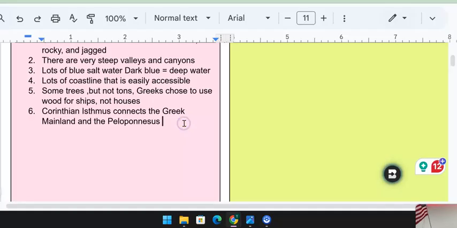Lots of peninsulas, lots of islands. And then you had a question? So it's Corinthian Isthmus. Peninsulas. So there are lots of peninsulas, lots of islands. Awesome. Maybe a couple more.